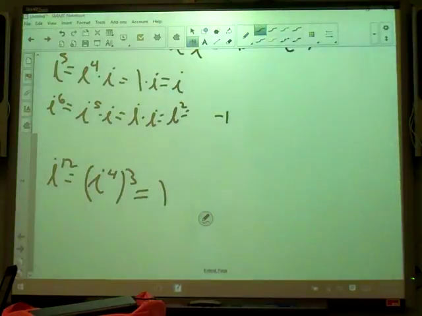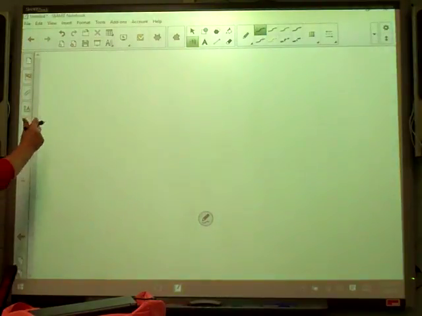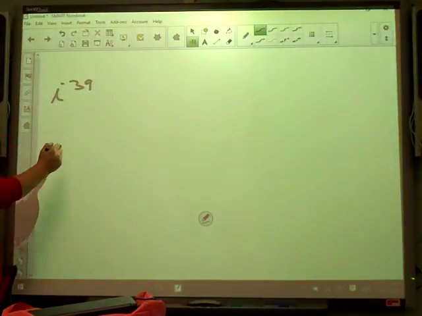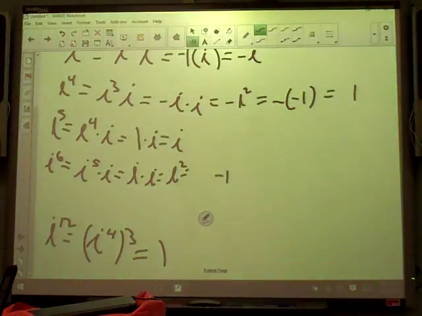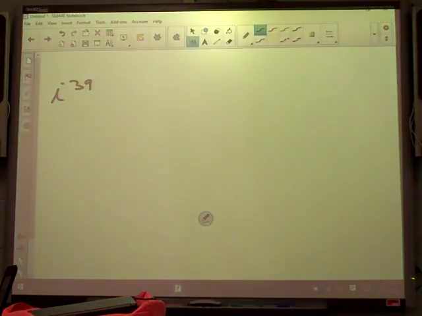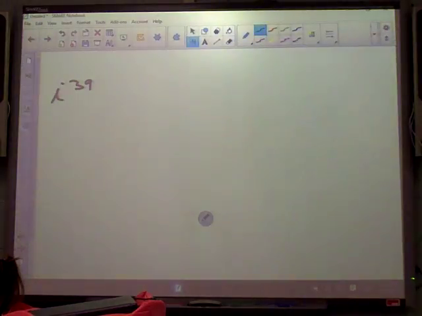Let's do one where it's an odd number, so you've got to figure something out leftover wise. How about i to the 39th? This is a big one. Alright, i to the 39th is what we're looking at. 4 doesn't go evenly into 39. So I wonder what's the biggest number that 4 will go evenly into that I could rewrite this with here.